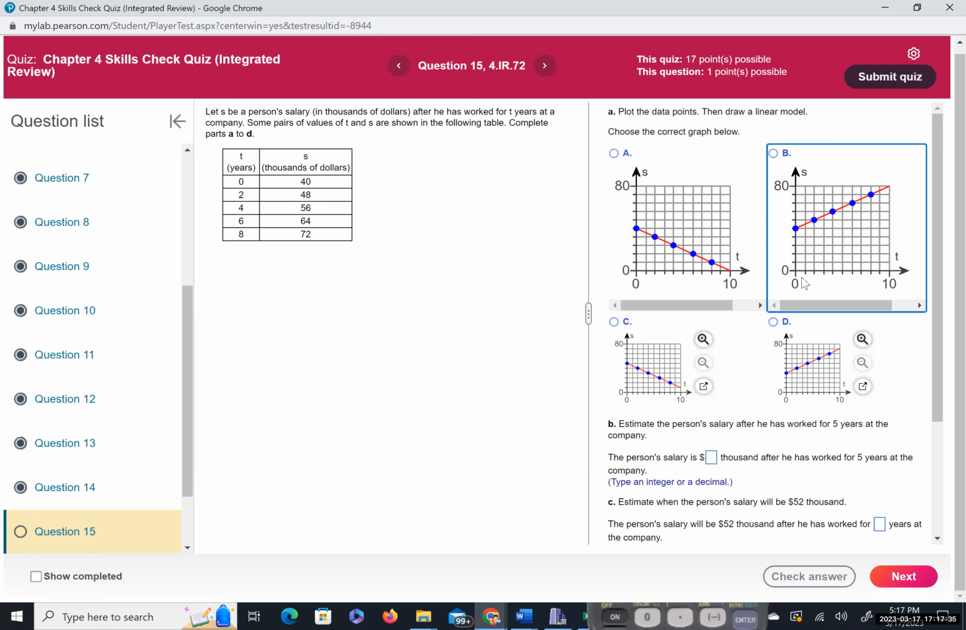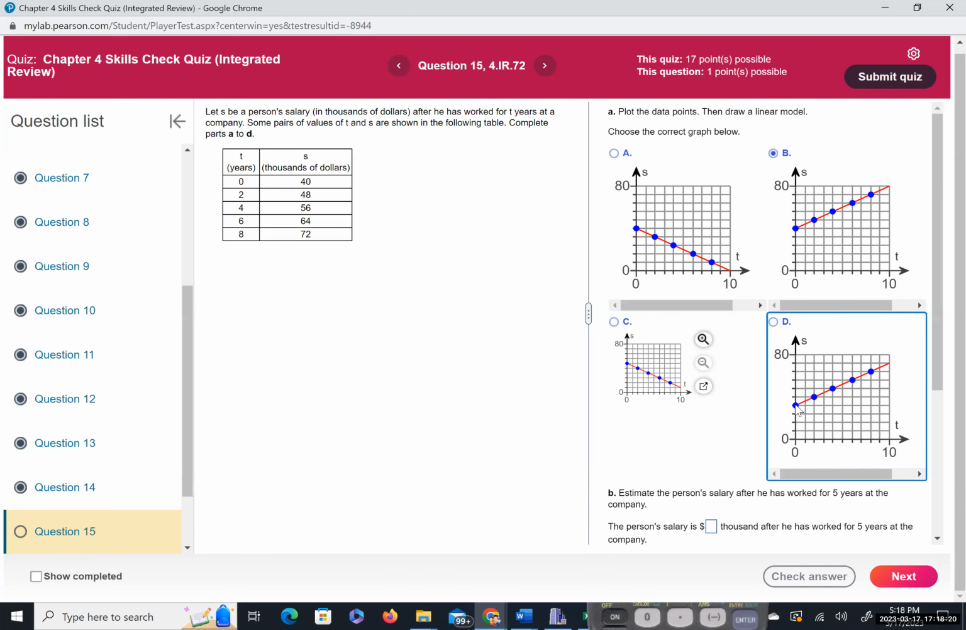Okay, so the next one. 0, 40, you're going to be okay for this. And 2, 48. Okay, looks good because it's 8 for a grid line here, right? And then 4 is here, 4, 56, right? And then 6, 64. Yeah, so this one could be the best. Let's check the last one to make sure.